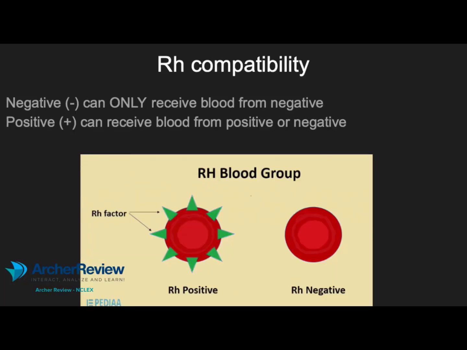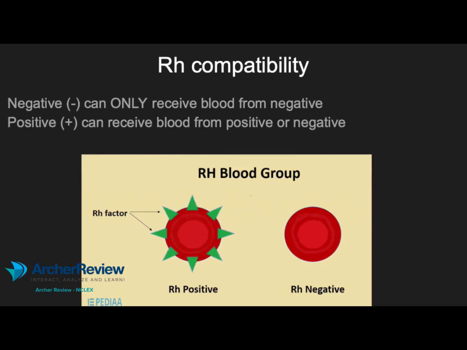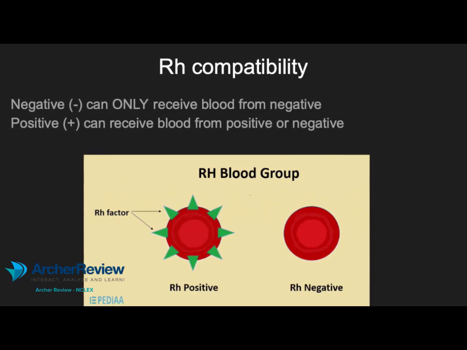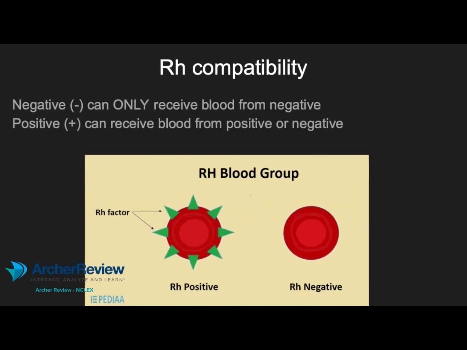You can either be positive or negative for the RH factor. Quite simple. If you're positive, you've got the RH factor. If you're negative, you do not. Similarly, with the antigen situation in ABO compatibility, if you have the RH factor, you can either receive blood from positive or negative blood types. This is because your body already has that factor. It's not marked as foreign. It is in your body already.